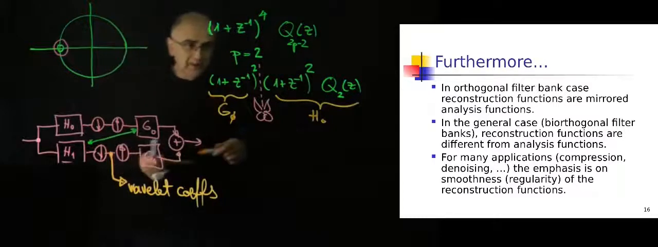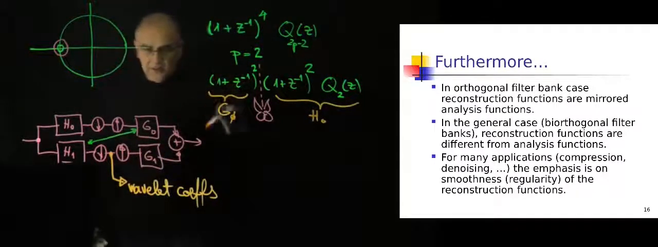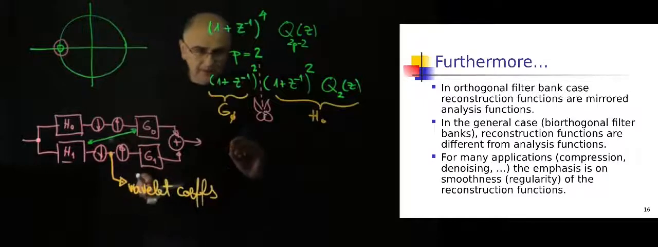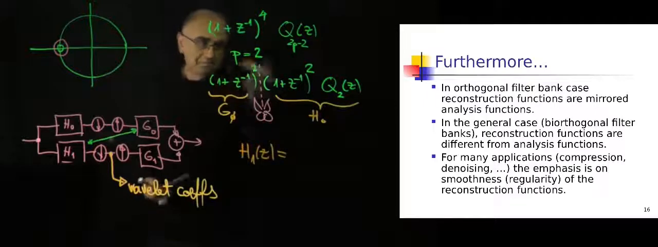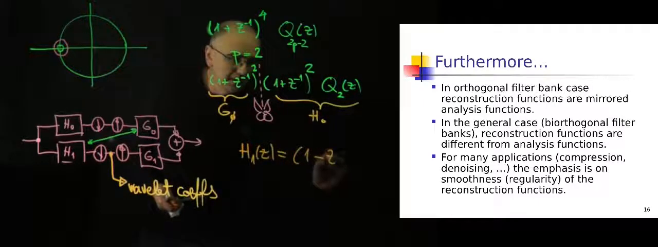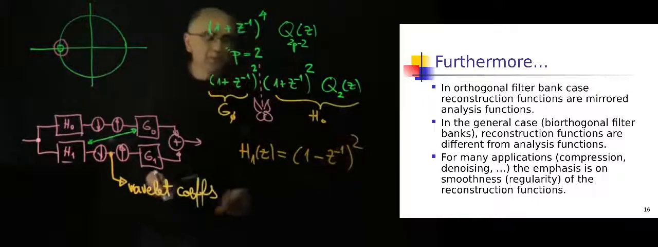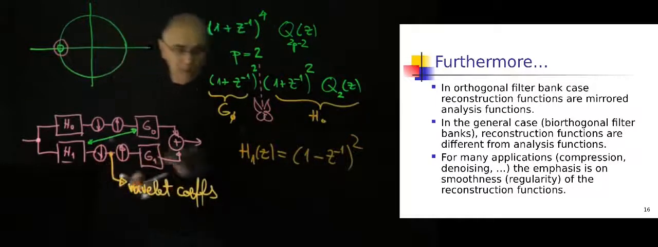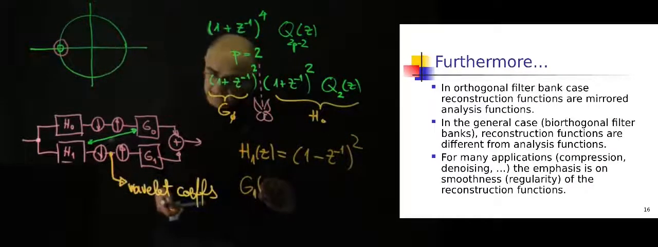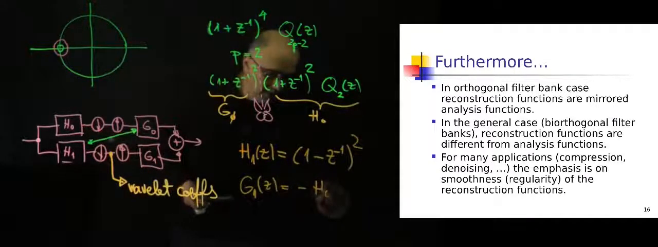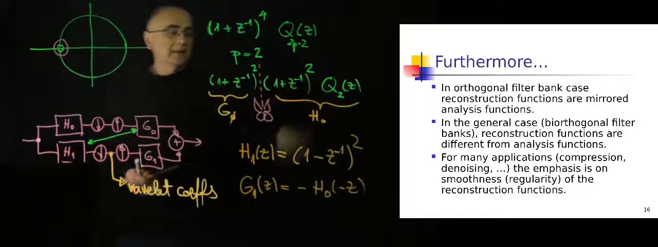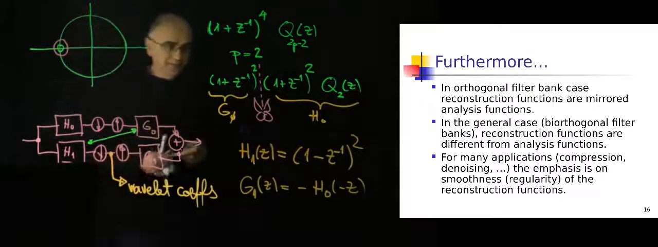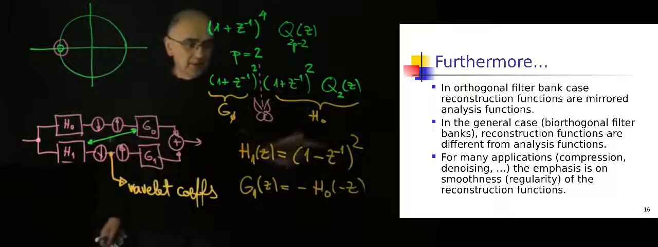Maybe we can just write it down. So if this is J0, in that case H1 is 1 minus z to the minus 1, to the power of 2. Something very simple. And of course J1 is equal to minus H0 of minus z. Of course the right hand side has to be put right here. So this guy is very simple.